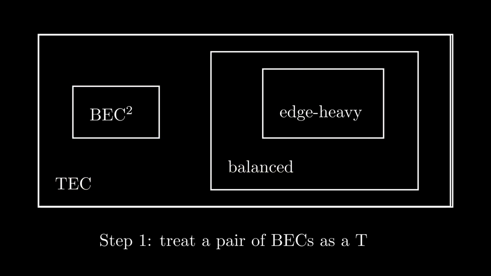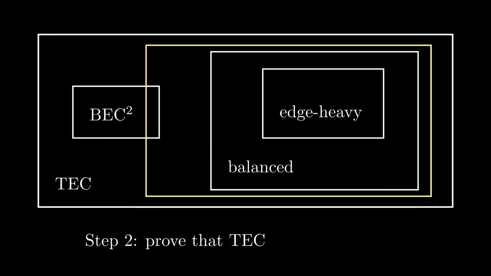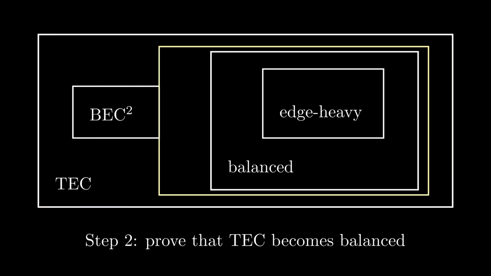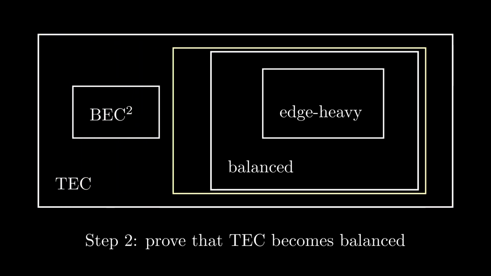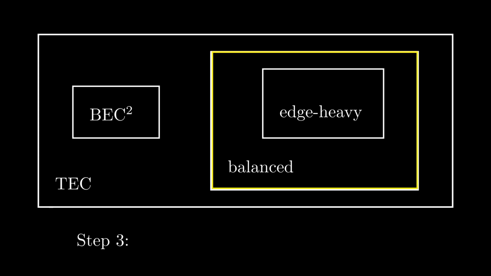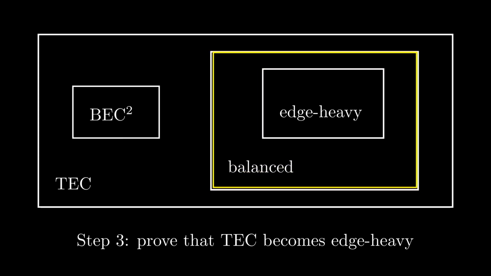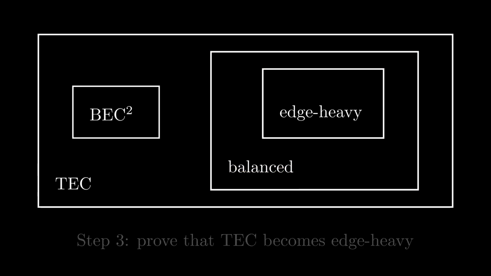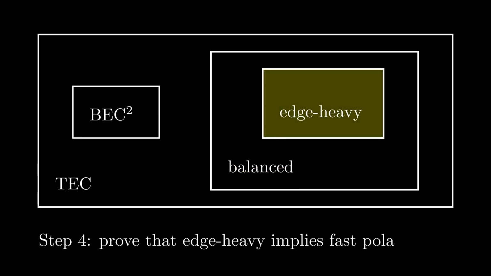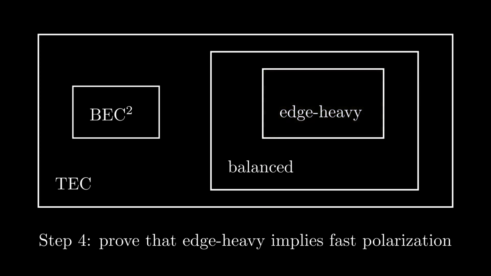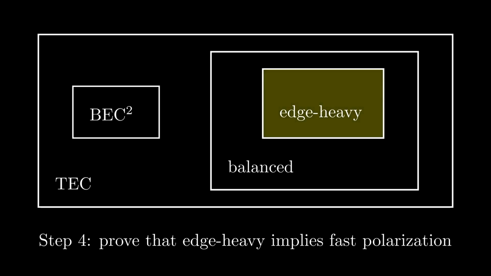Step 1. Treat a pair of BECs as a TEC. Step 2. Prove that TEC becomes balanced after you apply parallel and serial stuff. Step 3. Prove that TEC becomes edge-heavy after you apply parallel and serial stuff. Step 4. Prove that edge-heavy implies fast polarization.